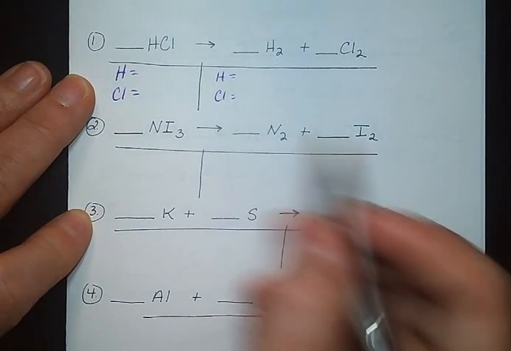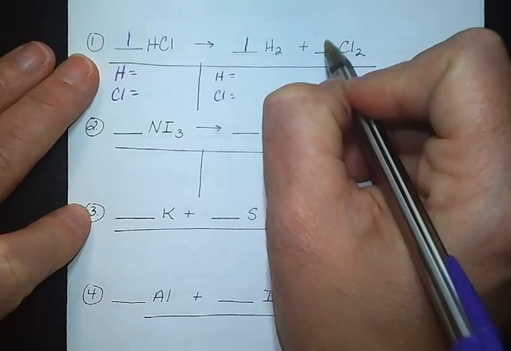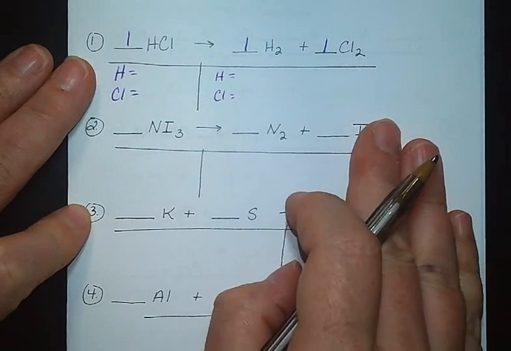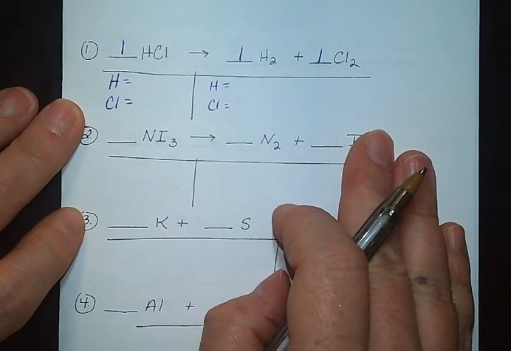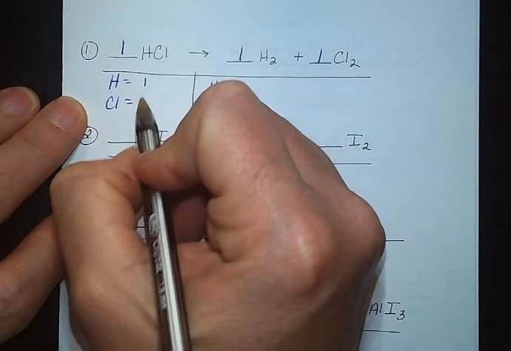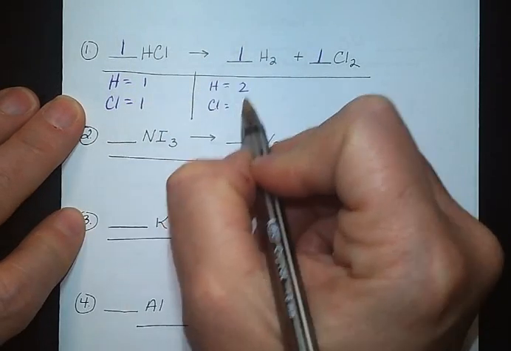So what you have to do is, if you think these are all one coefficients, you have to take an inventory or account of what you're beginning with. So on this side I have 1 hydrogen, 1 chlorine. On this side I have 2 hydrogens and 2 chlorines.